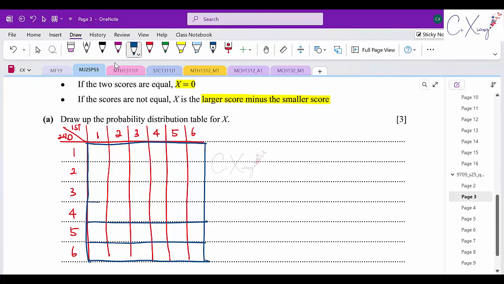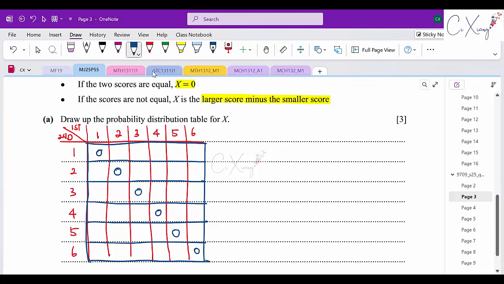If I fill in all the results in the boxes, later I will know what my outcomes are for the experiment. For this question, they say that if the two scores are equal, then x equals 0. That means when the first dice is a 1 and the second dice is also a 1, your score is 0. This happens for 2 and 2, 3 and 3, 4 and 4, 5 and 5, then 6 and 6.